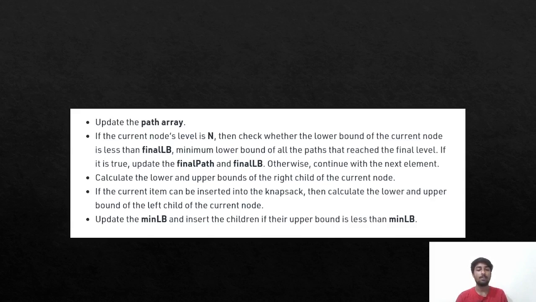After that, we calculate the lower and upper bounds of the right child of the current node. If the current item can be inserted into the knapsack, then we calculate the lower and upper bound of the left child of the current node. At last, we update the minimum lower bound and insert the children if their upper bound is less than the minimum lower bound.